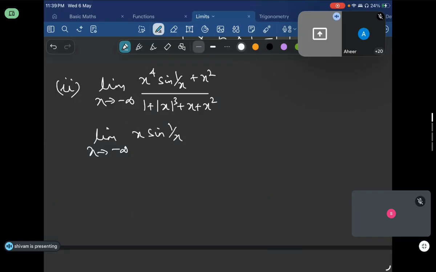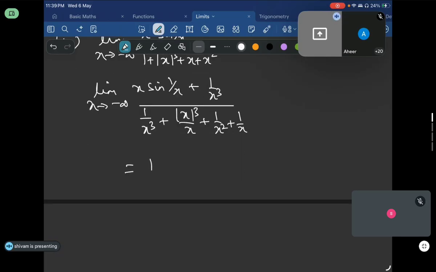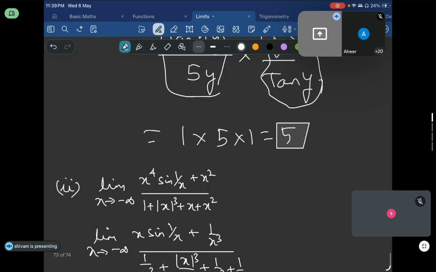So x sine 1 by x will become 1 only, plus 1 by x cube divided by 1 over x cube plus mod of x cube by x plus 1 by x square plus 1 by x. So see, this will become 1 plus 0 upon 0 minus 1 plus 0 plus 0. This will become minus 1. Done. This was the easiest problem I've given today.